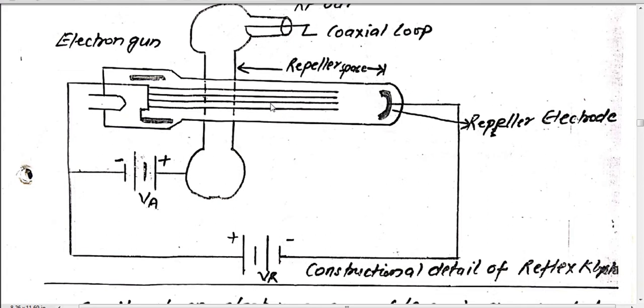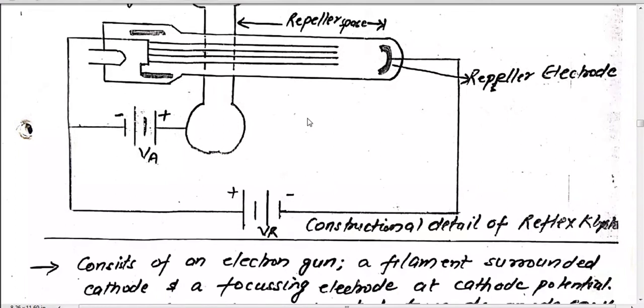Under suitable condition, the electrons give more energy to the gap than they took from the gap on their forward journey, because they are accelerated in their forward journey, so they will take energy from the gap, but during their return journey they are retarded, so we can take energy from them. And oscillations are sustained.